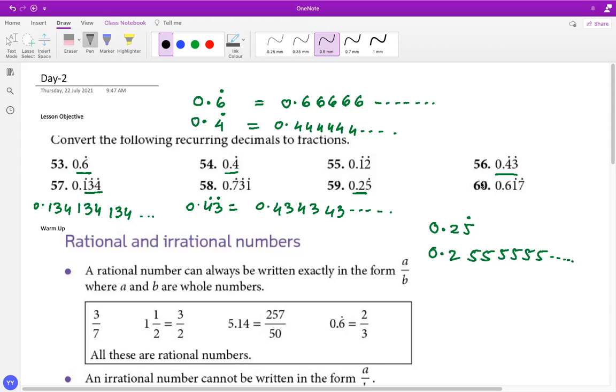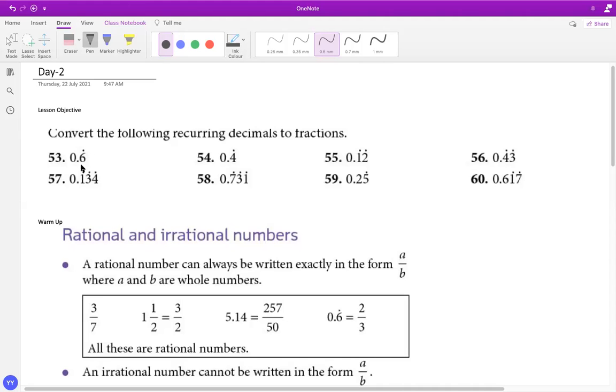Now, when I talk about 0.617 with the dot on the 7, this means that it is 0.6171717 and so on and so forth.